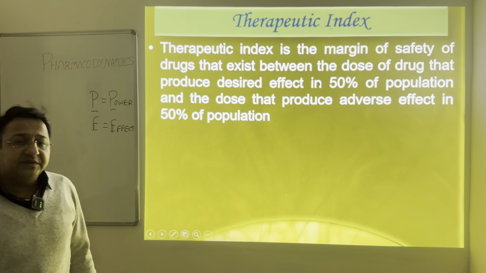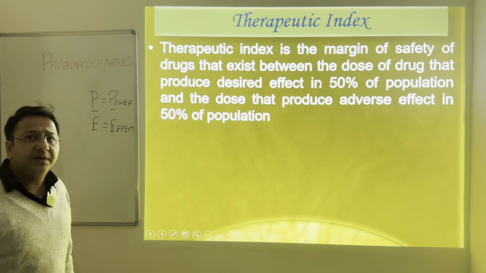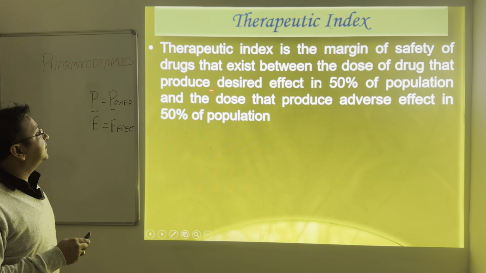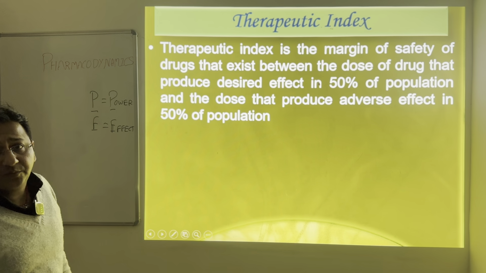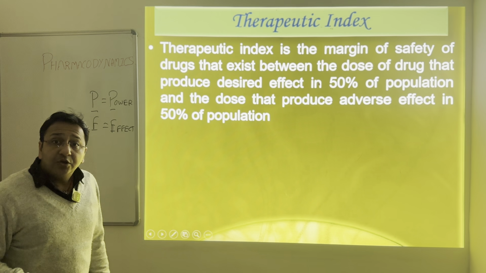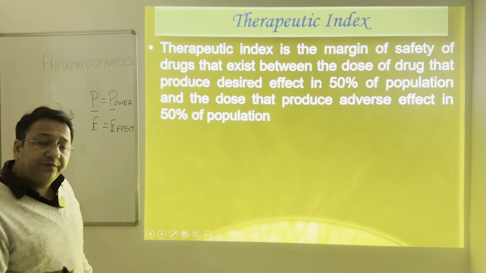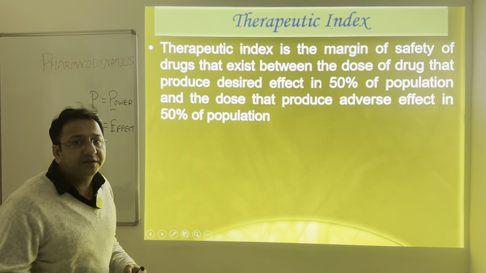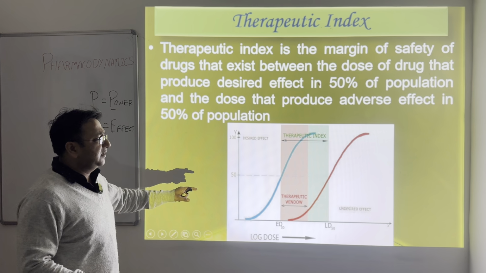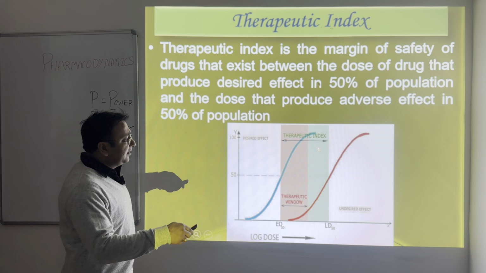Another important concept is the therapeutic index. What is therapeutic index? It is the margin of safety of the drug. Just remember, it is the margin of safety of the drug that exists between the dose of a drug that produces the desired effect in 50% of the population and the dose that produces adverse effect in 50% of the population. So we see the desired effect in 50% of the population, and the adverse effect in 50% of the population.